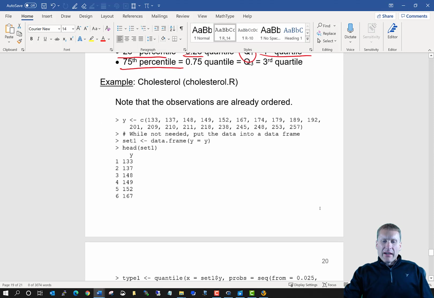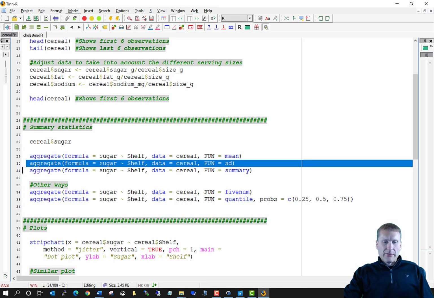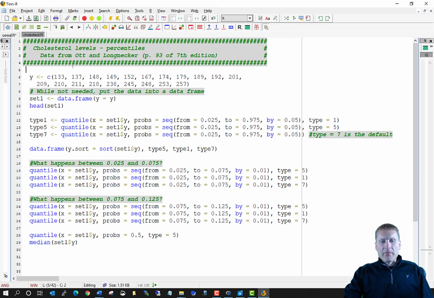So let's take a look at an example. This deals with cholesterol levels. Let's actually go over here to 10. Okay, so this data comes from Ott and Longnecker, page 93 of their 7th edition.